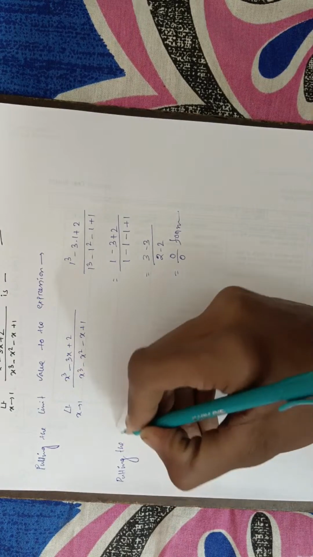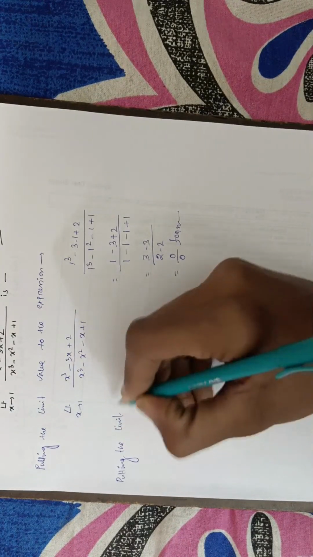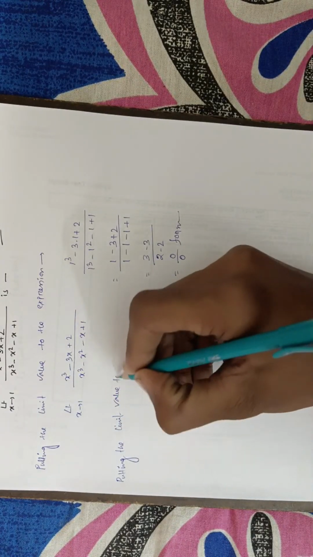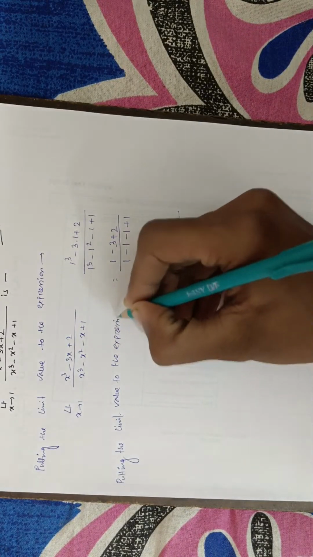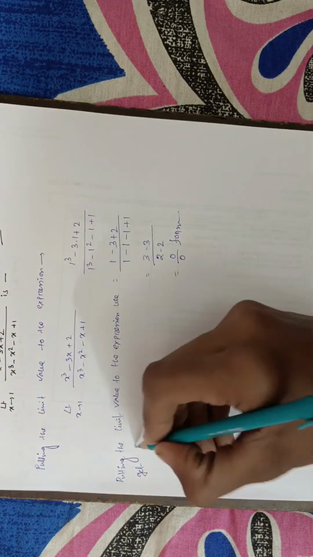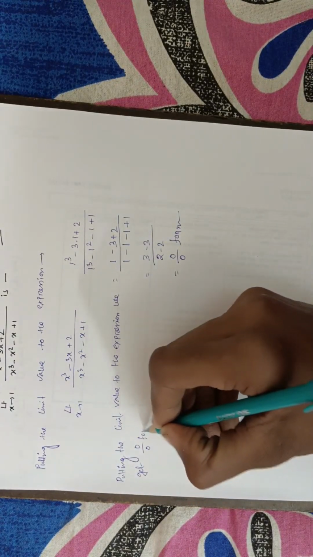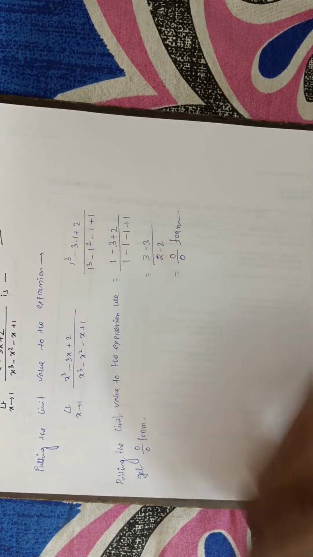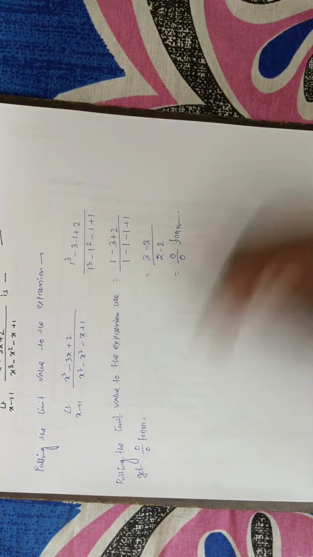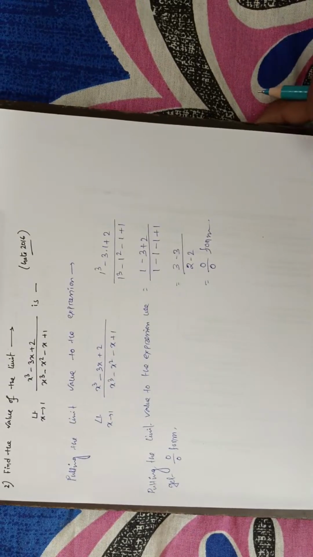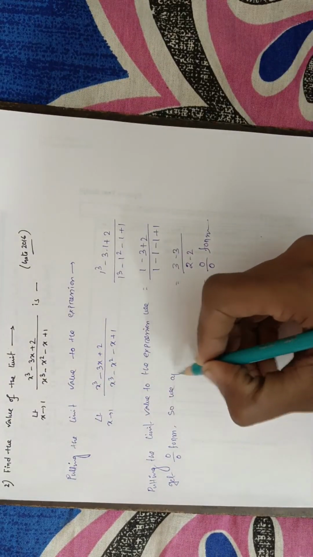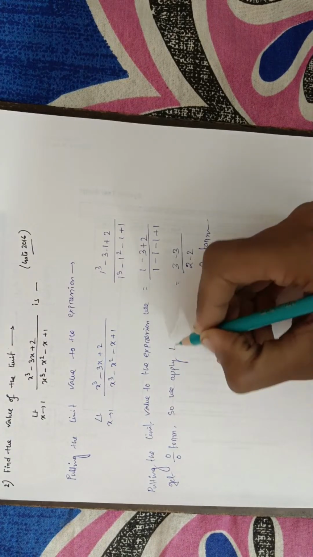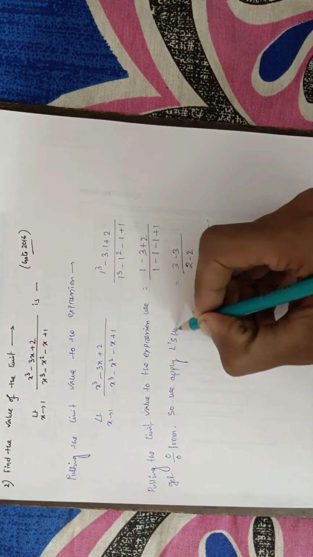Putting the limit value into the expression, we get 0 by 0 form. So putting the limit value into the equation, we get 0 by 0 form, so we apply the L'Hospital method.